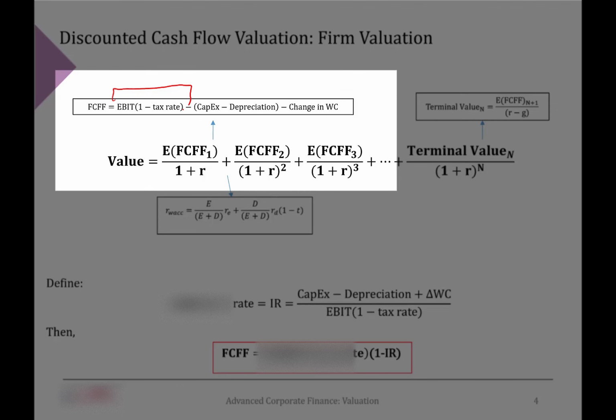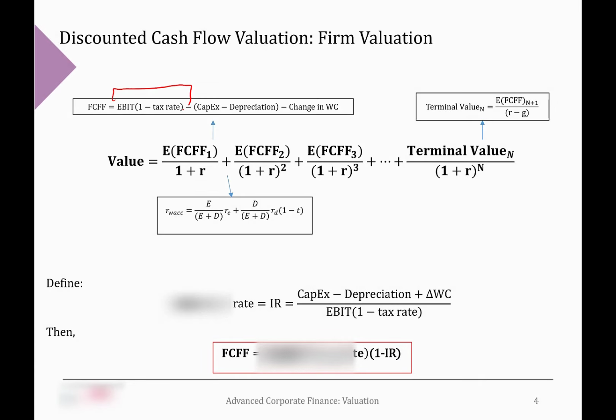So EBIT times (1 minus T) represents all cash flows to the firm, but not all of these are available for debt holders and shareholders, since the firm needs to use part of this cash flow to reinvest in the business to sustain its growth. These required investments need to be deducted to obtain free cash flow, which is the cash flow available for distribution to debt holders and equity holders. These investments are either net capital expenditures, which is the capital expenditure minus depreciation, or investments in working capital.